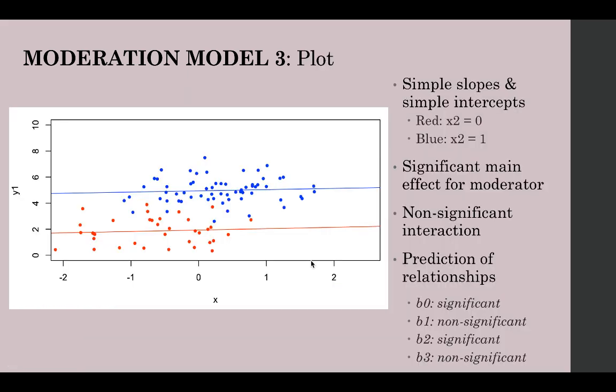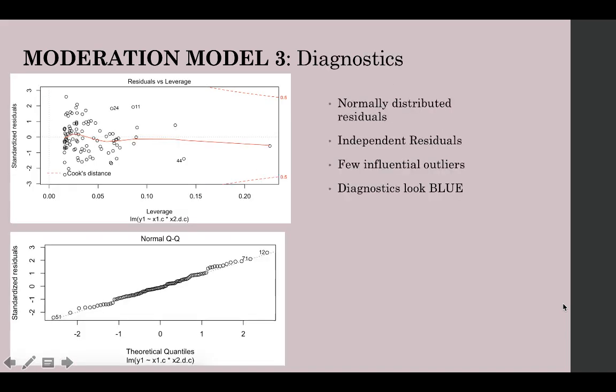So as we know from going through the previous slides, we will see a significant main effect for our moderator because there's a change in intercept. However, we will see that there's no significant change in slopes, which helps us to easily see that there's no significant interaction for the moderator. And as you can see here, I've modeled y similarly to how I've modeled y in the previous models.